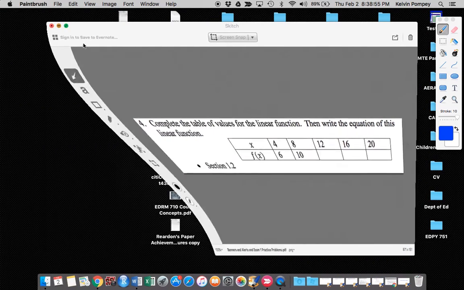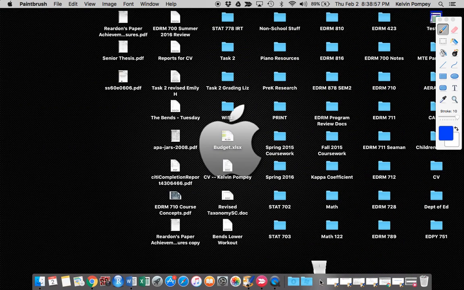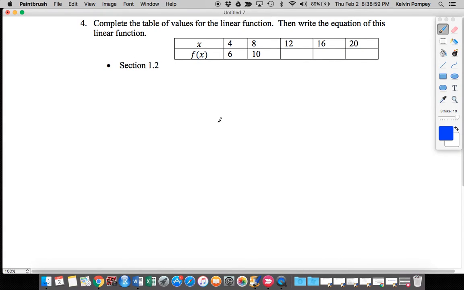All right, let me figure out where this problem is. All right, I'm going to start with problem number 4. It says to complete the table of values for the linear function, write the equation of this linear function. And this is stuff from section 1.2. All right. So in this example, we see our x values and our f of x are our y values, right? You know, y equals f of x, right?